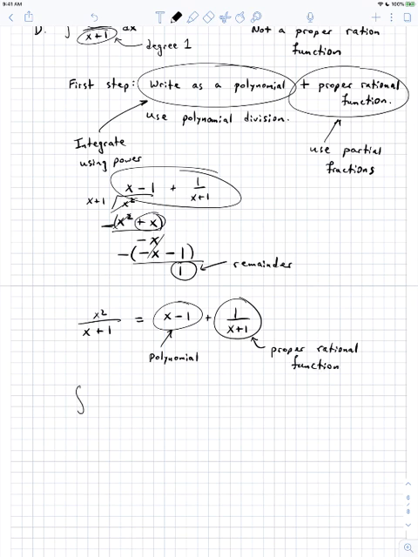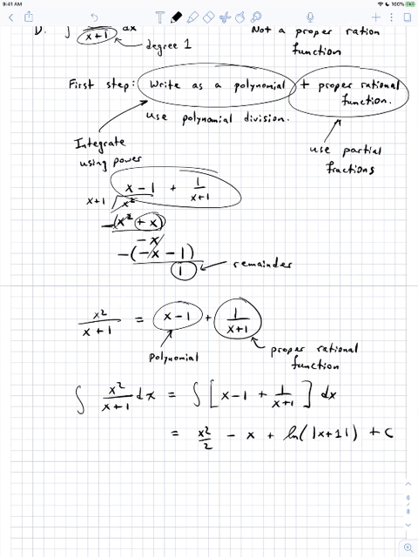So the integral of x squared over x plus 1 dx is equal to the integral of x minus 1 plus 1 over x plus 1 dx, which is x squared over 2 minus x plus the natural logarithm of the absolute value of x plus 1. There we are. Oh, and plus a constant of integration, of course. And that's your answer.